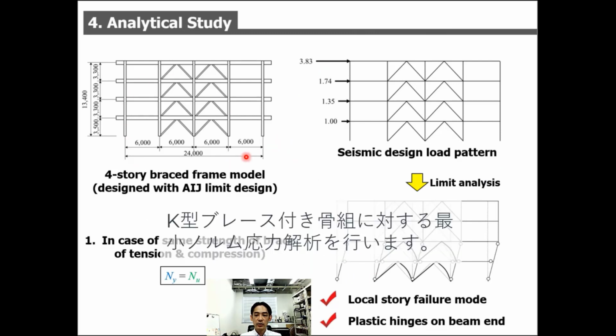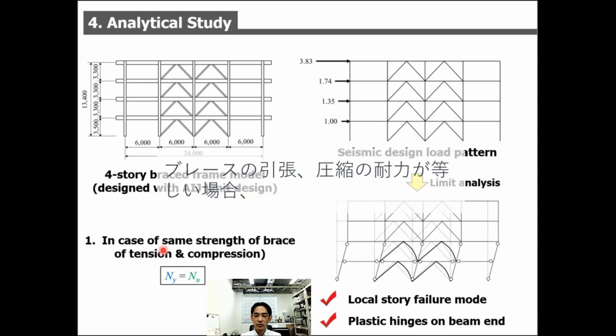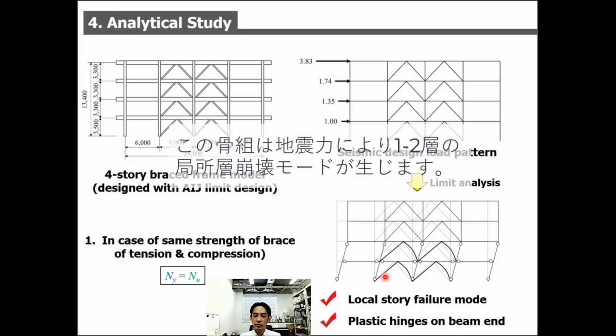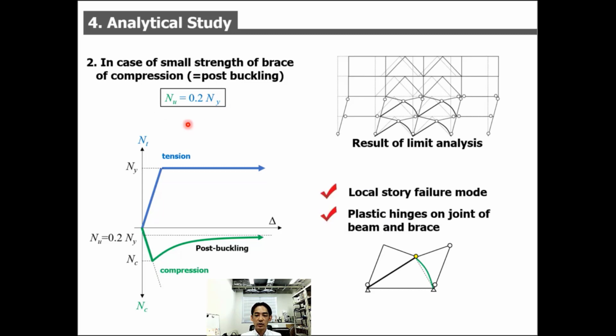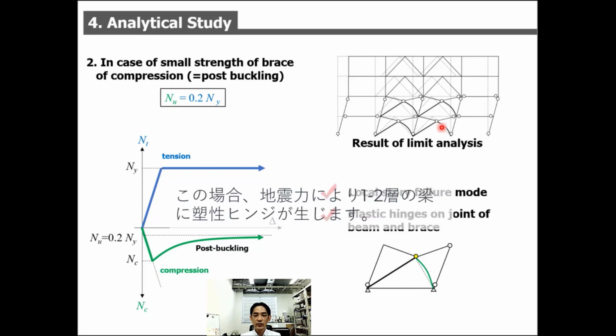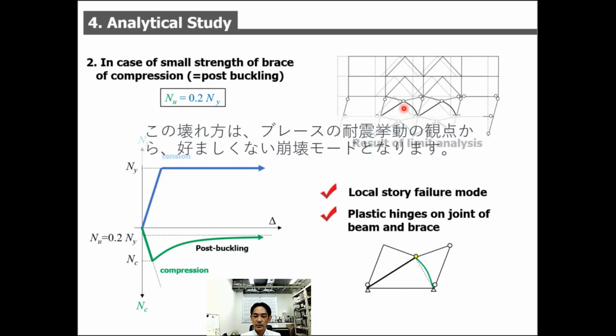Here, this middle right steel braced frame is analyzed with minimum norm stress analysis. In case of the same strength on tension and compression members, the local story failure mode occurs. Also, the plastic hinge on the beam end is formed. When the post-buckling strength is considered on the compression member, the strength of each member is assumed like this. And from the limit state analysis with this condition, this failure mode occurs. Especially the plastic hinge is formed on the joint of beam and brace. It means that this unlikely failure mode is expected.